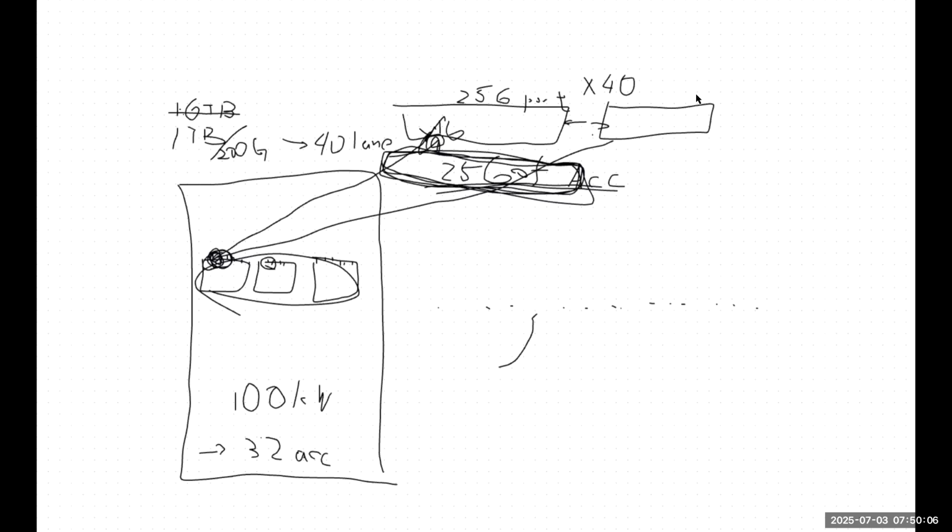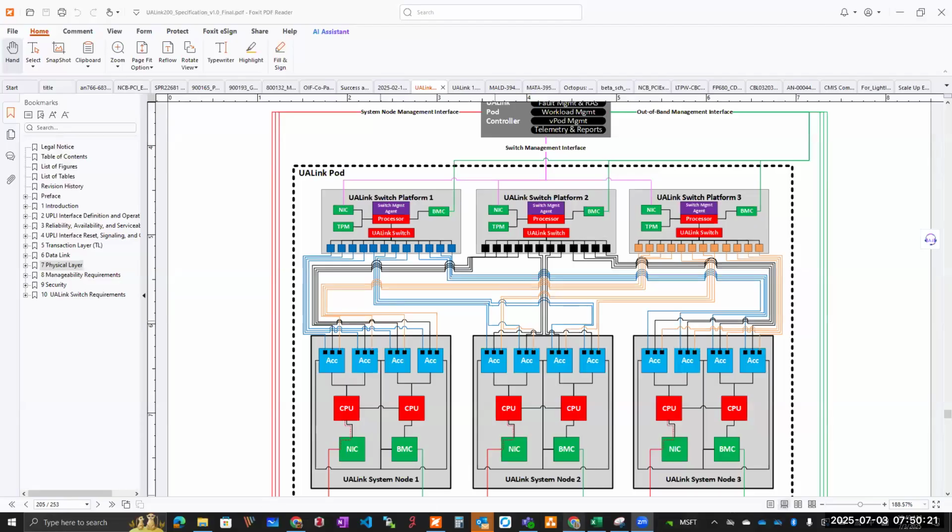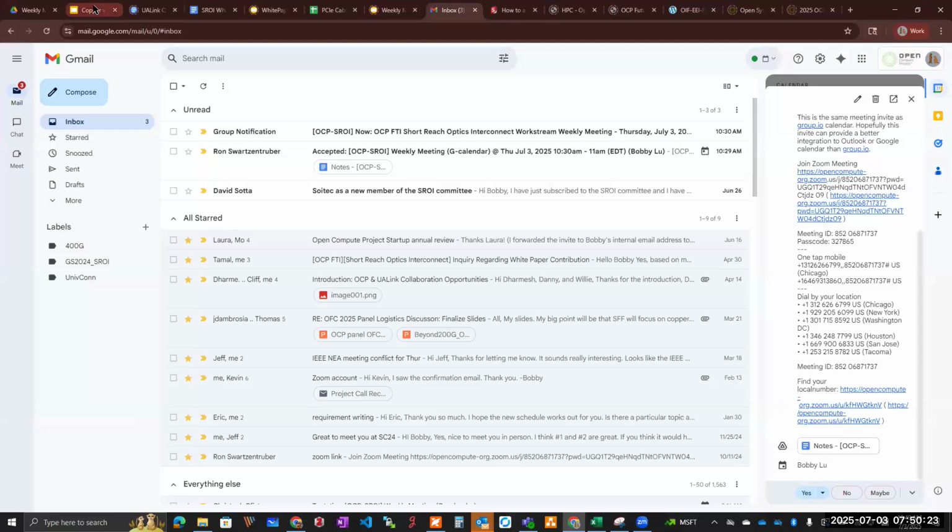Okay, let me switch to my screen. Here, I made a slight edit to the outline.